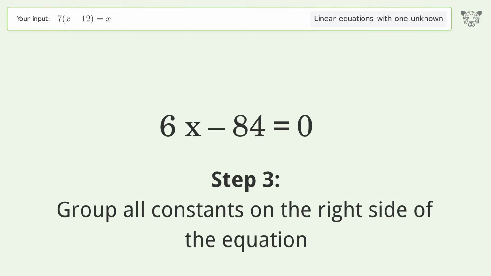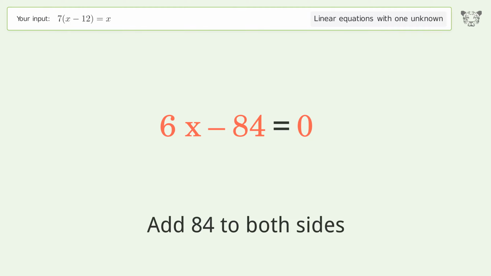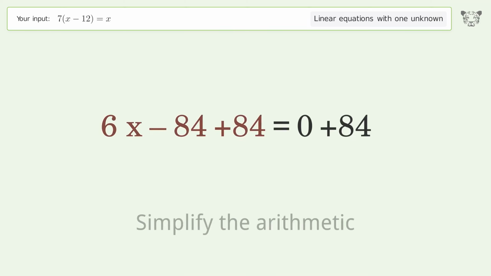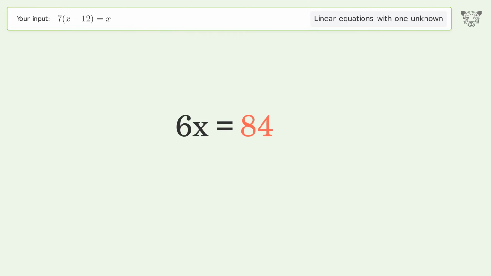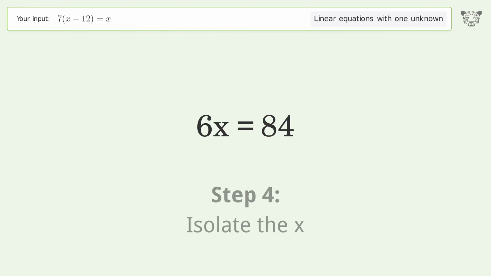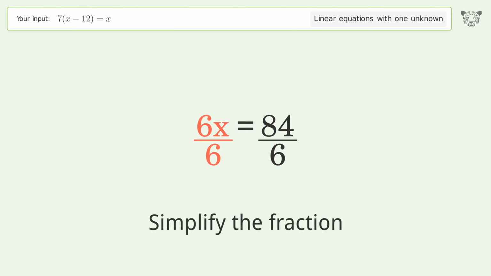Group all constants on the right side of the equation. Add 84 to both sides. Simplify the arithmetic. Isolate the x. Divide both sides by 6. Simplify the fraction.